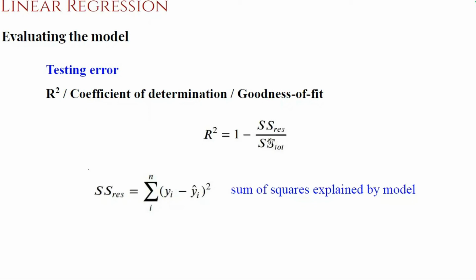And now the question: what does SS total stand for? SS residual is nothing but the error of the machine learning model in making the prediction. That is what this is capturing. SS total is trying to capture the prediction error of a simplest solution.